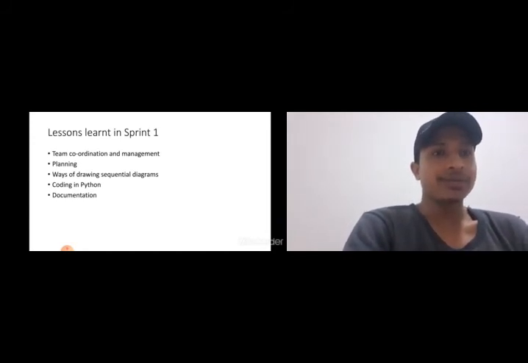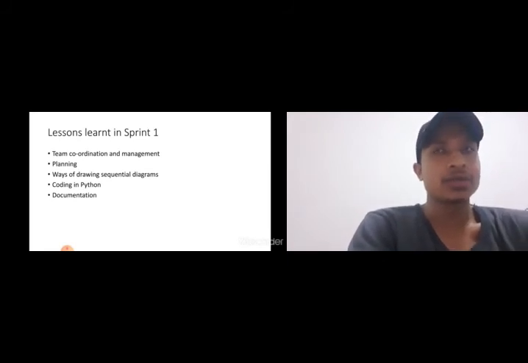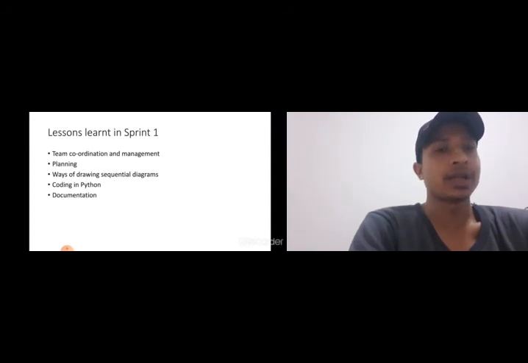We knew that planning is the preparation for success, so we planned the project, and I learned from Sprint 1 how important planning is for the success of a project. Another thing I learned is ways of drawing sequential diagrams, UML diagrams and other diagrams. I researched about them, and with the help of the supervisor, my team members and even the clients, I learned how to make some of the diagrams and how to show them.